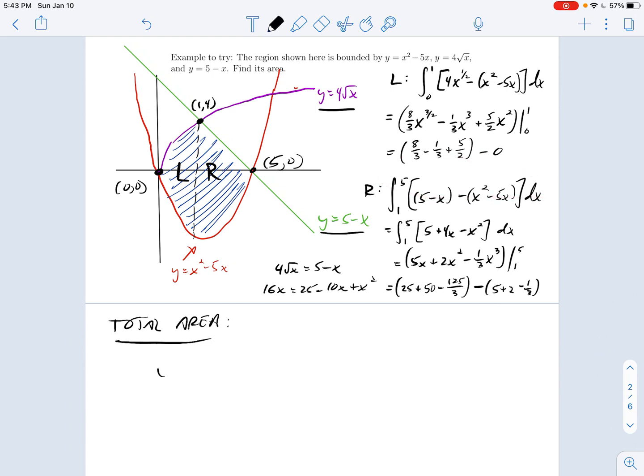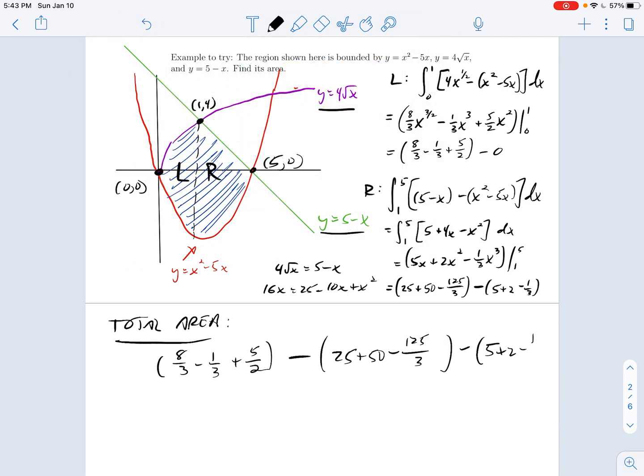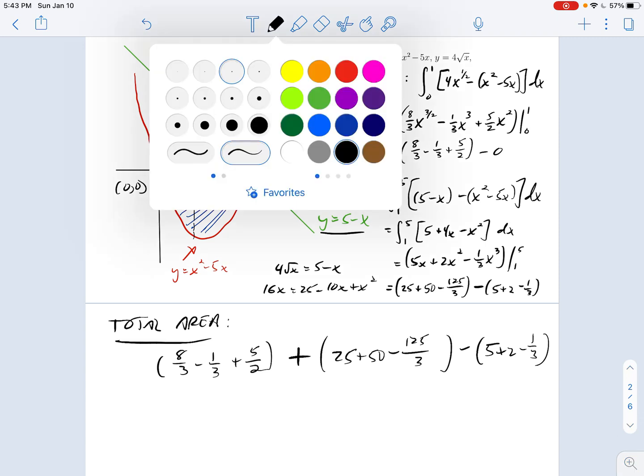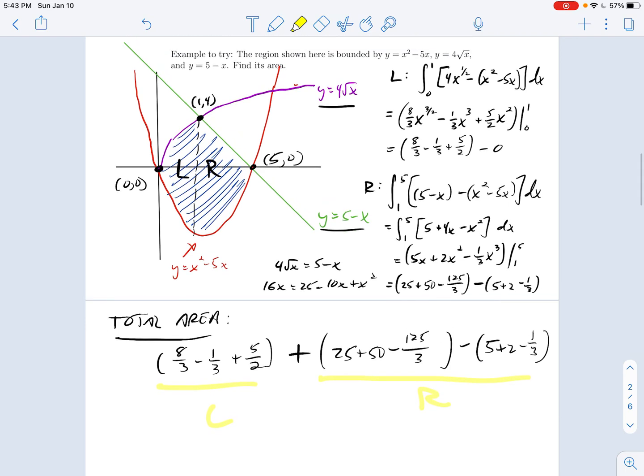So my total area here would be 8/3 minus 1/3 plus 5/2 plus 25 plus 50 minus 125 over 3 minus 5 plus 2 minus 1/3. And in the interest of time and sanity, let's just leave it like that. Sorry, this was a plus. This here is our area on the left. This whole thing is the area on the right. And obviously with more time we could simplify that.